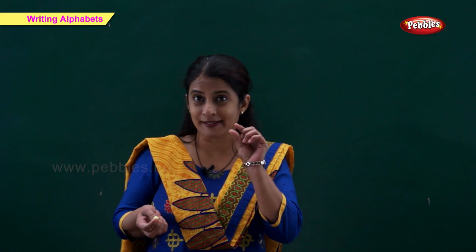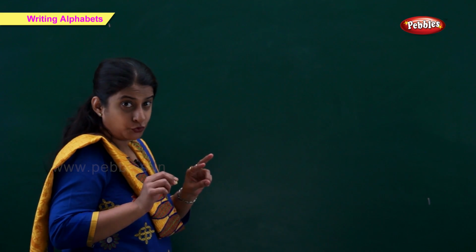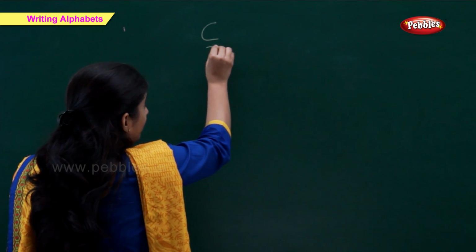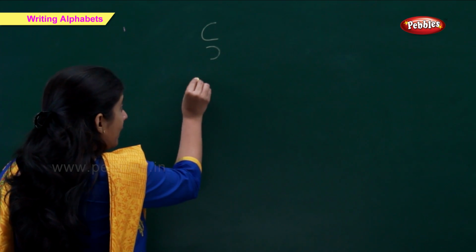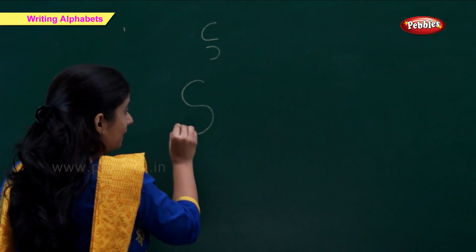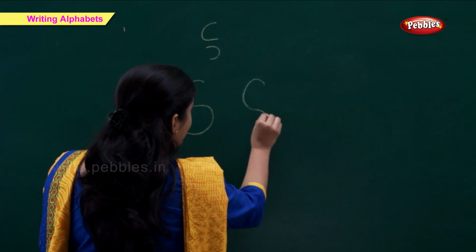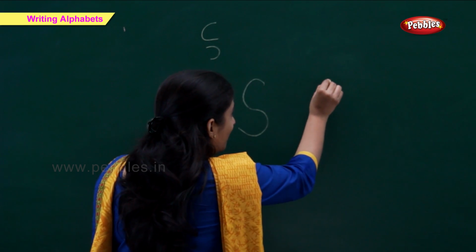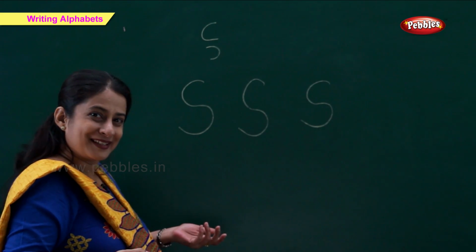Now we are going to write S, small s. For writing small s, we need to join two curves. One curve, another curve makes small s. Again, one curve, another curve makes small s.